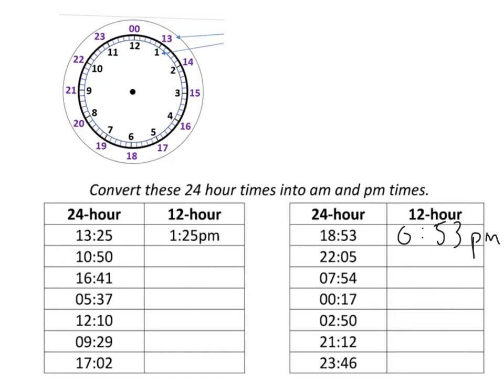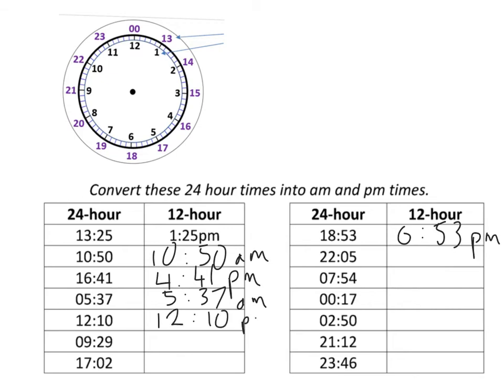Okay, so 10:50 in the 12-hour clock is going to be 10:50 a.m. 16:41 is going to be 4:41 p.m. So I've removed the 12 hours. 05:37, so you can see it's a morning time. This is going to be 5:37 a.m. So just remove the 0. 12:10 is going to be 12:10 p.m.